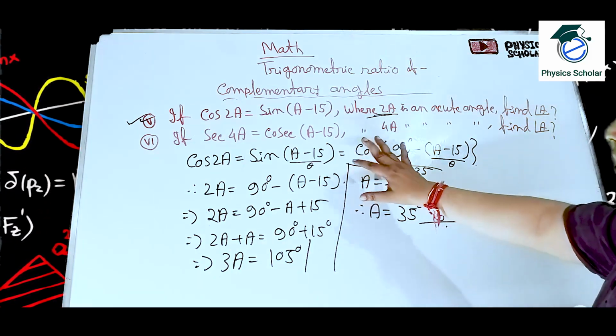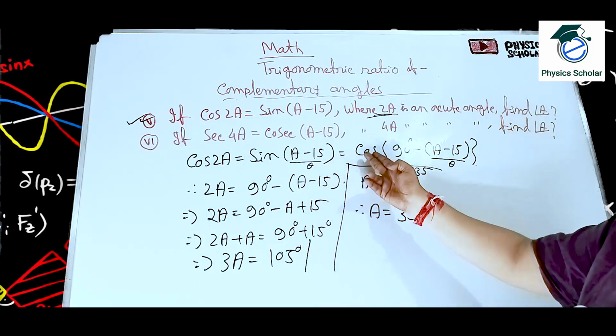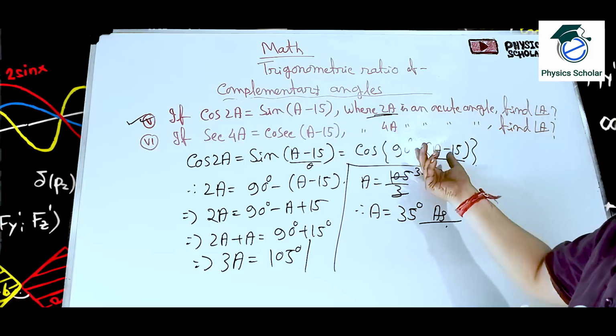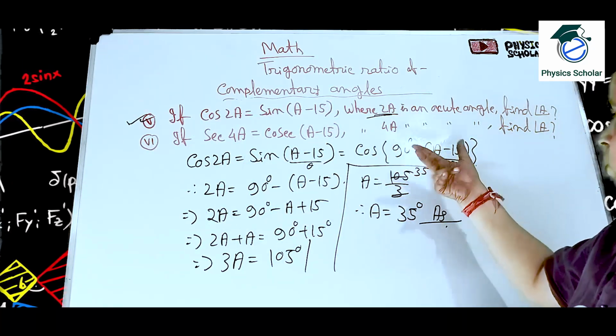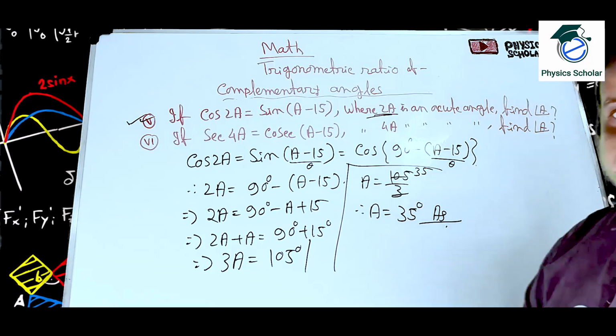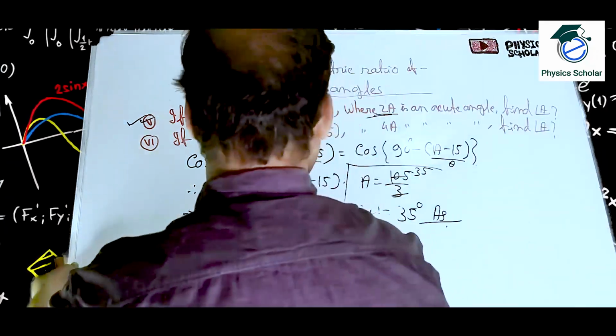Okay. So same thing, same type of sum. Cos 2A is equal to sine of A minus 15. So sine of A minus 15, what can we write? Cos of 90 degree minus this. Okay. That means what? Sine this. So cos 2A is equal to this one. Clear? And from that equation we find the value of A, which is 35 degree. So now let us move to the next sum. Sum number 6.